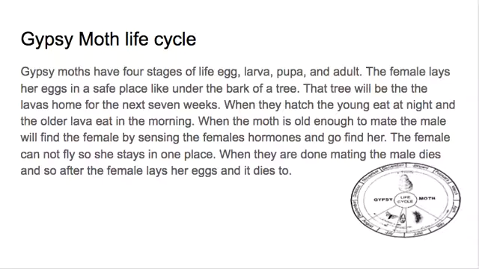When the moth is old enough to mate, the male will find the female by sensing the female's hormones and go find her. The female cannot fly, so she stays in one place. When they are done mating, the male dies, and soon after the female lays her eggs and dies too.